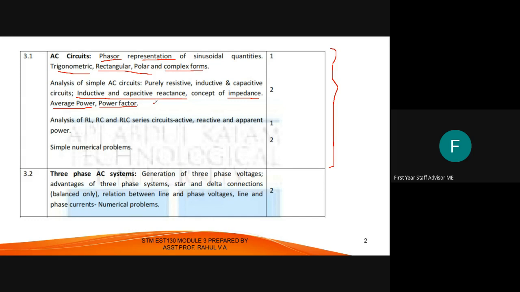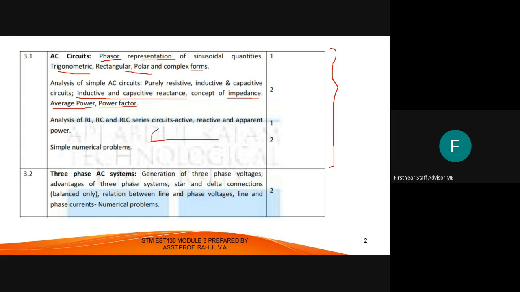Average power. In the case of average power, we have discussed that for a resistive circuit, average power is always positive, but for an inductor or capacitive circuit, average power will always be zero. Okay, question: prove that average power is zero.